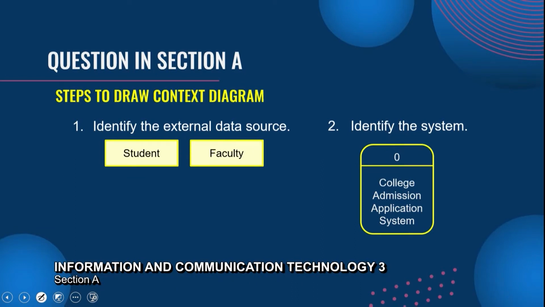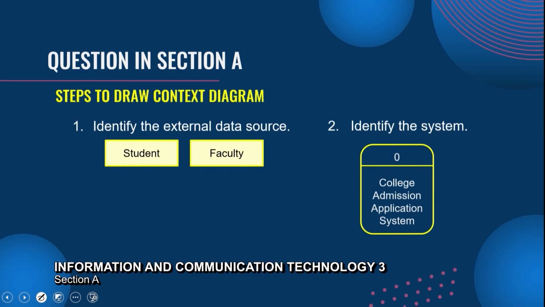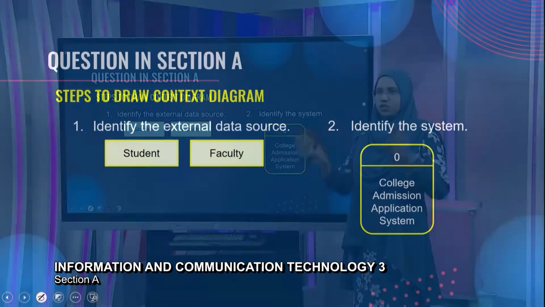The symbol used for the system is like this. And then you must write a number, which is 0. This is for the context diagram. And how do I get this? This one is given in the question. Where is it? College admission application system is given. So just copy it back.